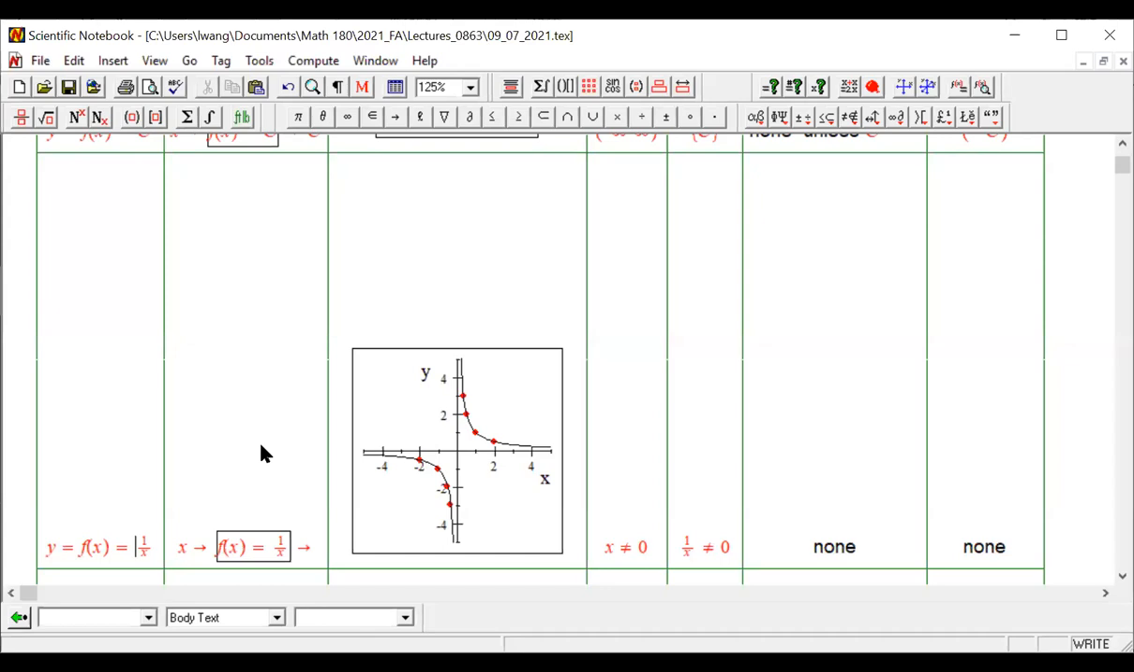That implies that if we know the outputs are different, then we can infer the inputs are not the same either. So for example, this would derive the horizontal line test. From the horizontal line test, this passes the horizontal line test. Did you guys learn about the horizontal line test before?